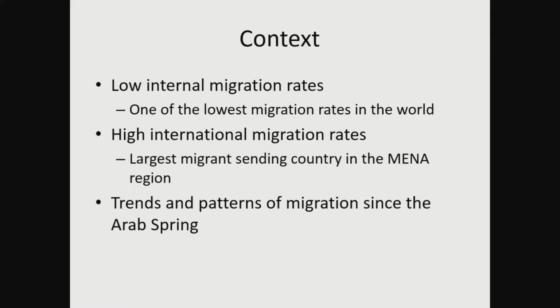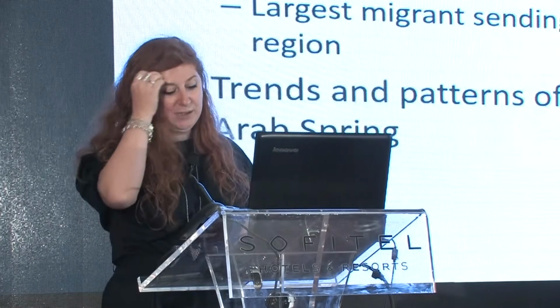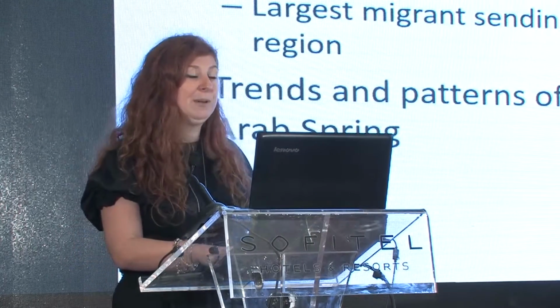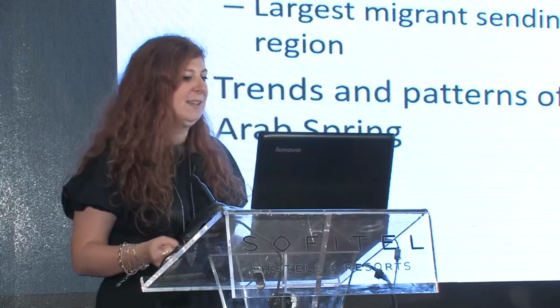The work that we did together dealt with internal and international migration and trying to see what the link is between the two. Mostly what we know about internal migration in Egypt is that it's very, very low for the region. And it's actually quite interesting to see that Egypt has one of the lowest migration rates in the world, especially when we compare it to other countries in the region who have internal migration rates of around 15%.